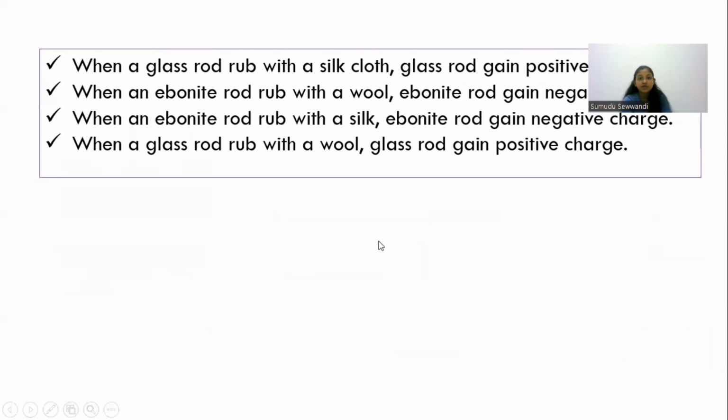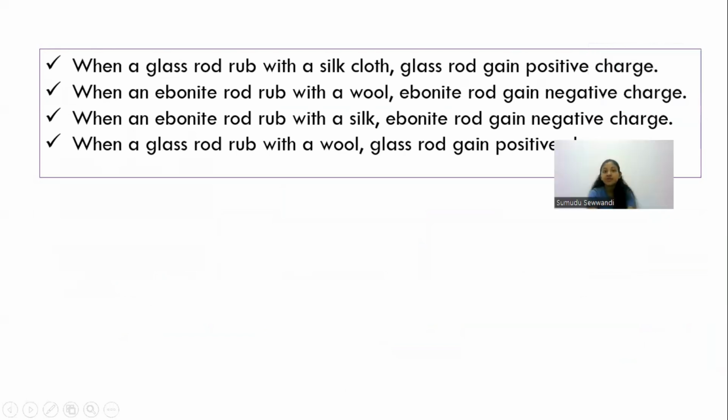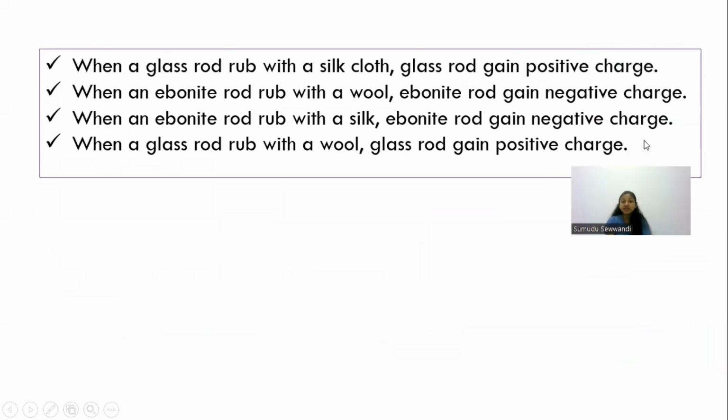When a glass rod is rubbed with a silk cloth, the glass rod gains positive charge. When an ebonite rod is rubbed with wool, the ebonite rod gains negative charge. When an ebonite rod is rubbed with silk, the ebonite rod gains negative charge. When a glass rod is rubbed with wool, the glass rod gains positive charge. You should know these combinations well.